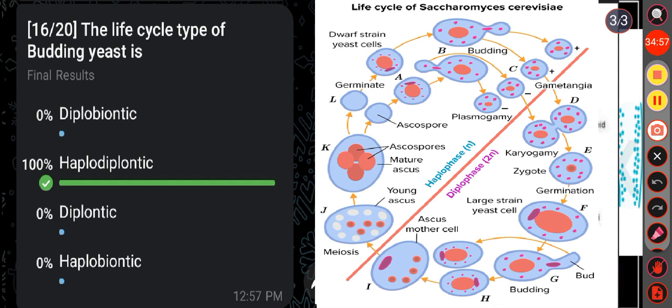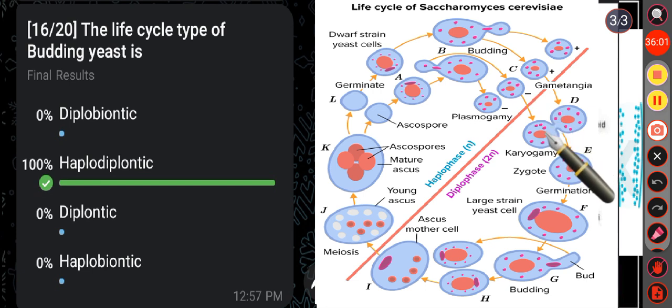Under favorable conditions, both dwarf strain and large strain cells multiply asexually by budding. Right? Under unfavorable conditions, Saccharomyces cerevisiae undergoes a sexual cycle which is haplodiplobiontic type, also called haplodiplontic type. Why? Because here both haploid and diploid phases are equally represented. Okay, so you can see here that the haploid dwarf cells have two genetically distinct mating types or strains called positive or negative strains.